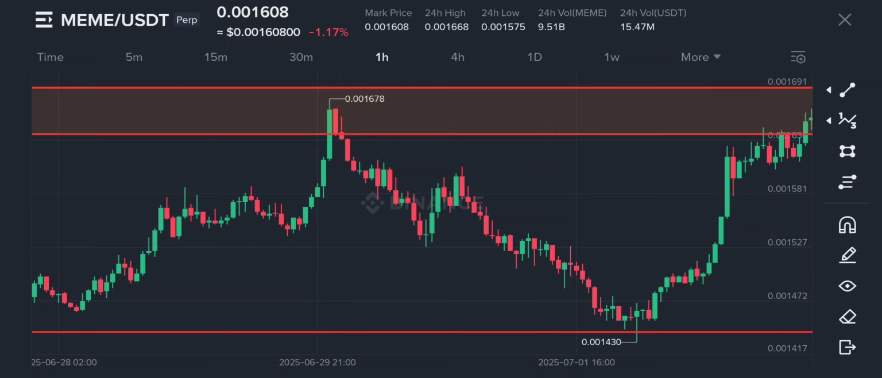This is a reversal pattern. These two candles is a reversal pattern.